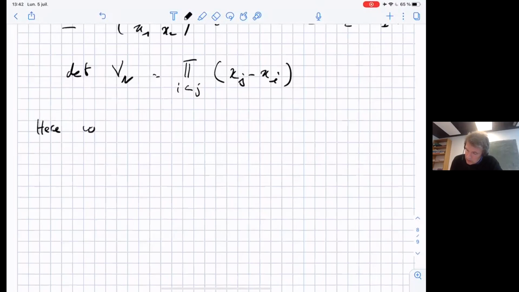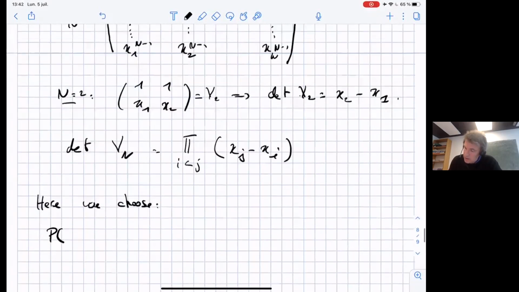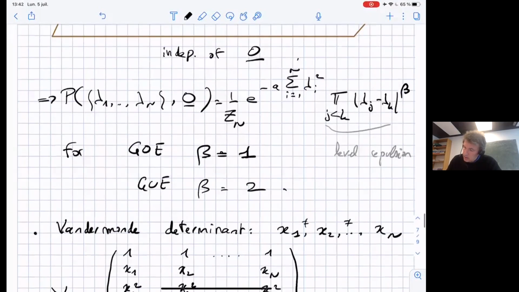For this course, I choose the following. I choose A to be beta N over two. Since this O actually doesn't enter on the right-hand side here, I can now integrate. If I want to compute the marginals over the lambda i's, then I just need to integrate over the orthogonal group.